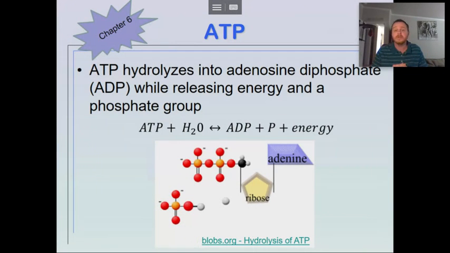You can see what's happening here. We take a water, it breaks off one of the hydrogens. The hydroxyl group attaches to one of the phosphates, and now I've got this free-floating hydrogen. And that process releases lots of energy. And it can go back and forth.